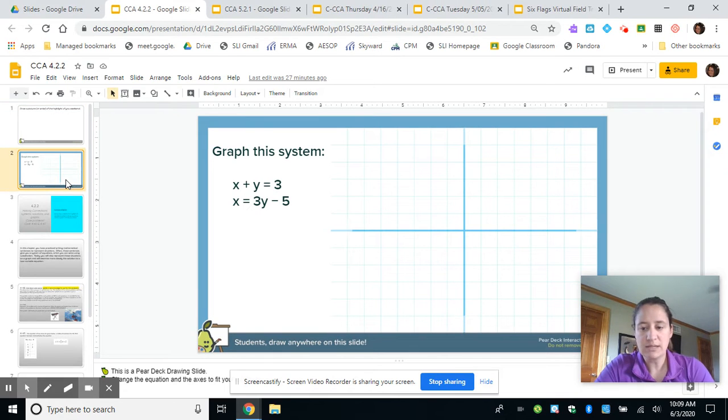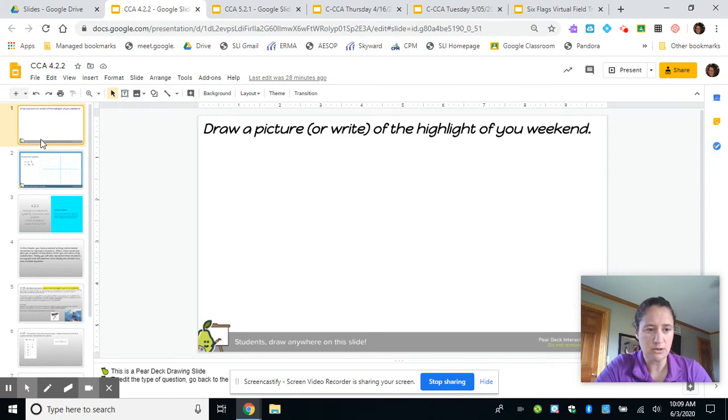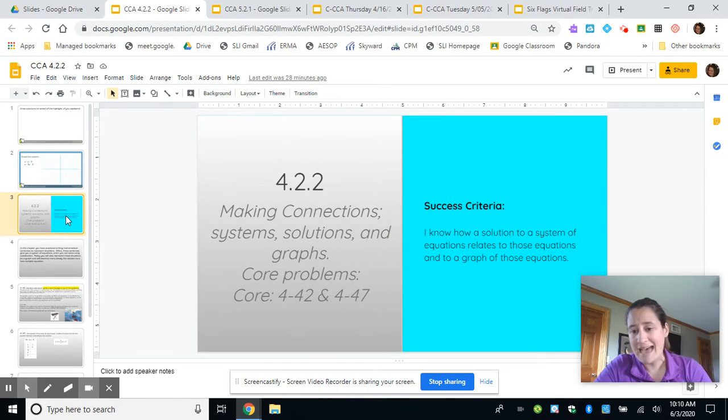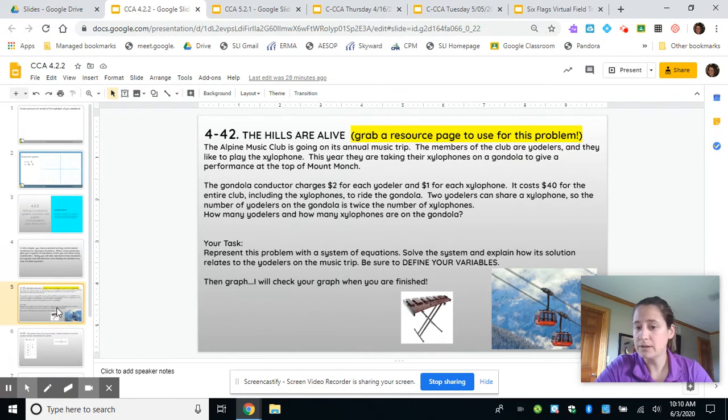I do that just because it provides a nice way to organize things, put all the links in one spot, and use things like Pear Deck, which is what you're looking at right now. Then I can switch between that and our CPM lessons in math, pulling problems right from them and putting images in.